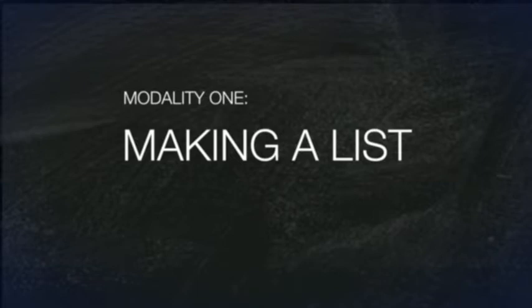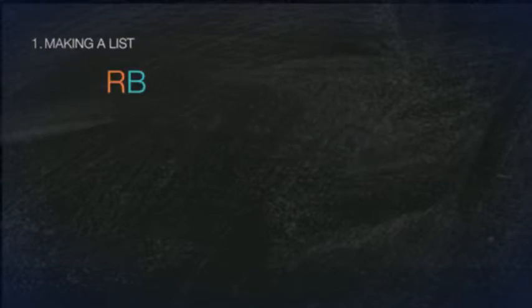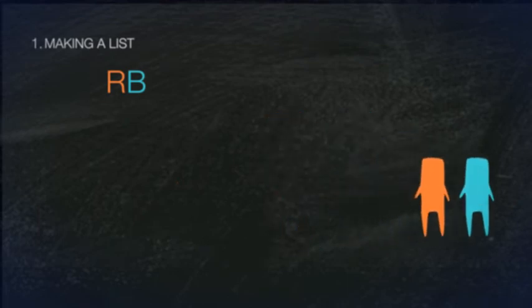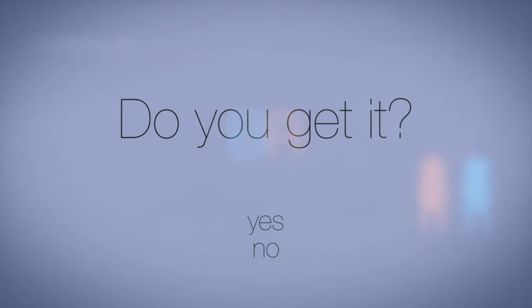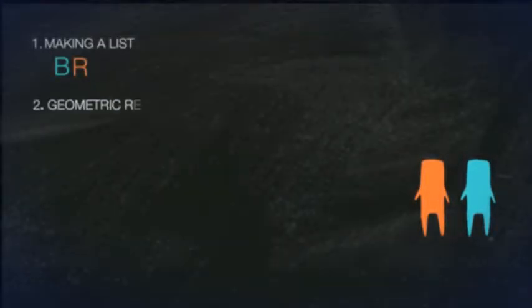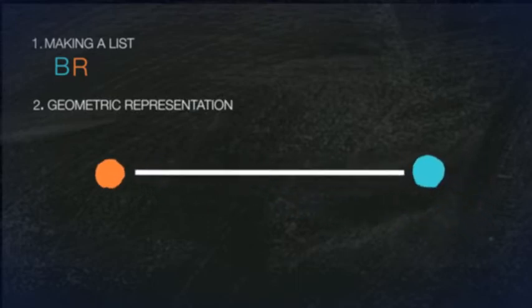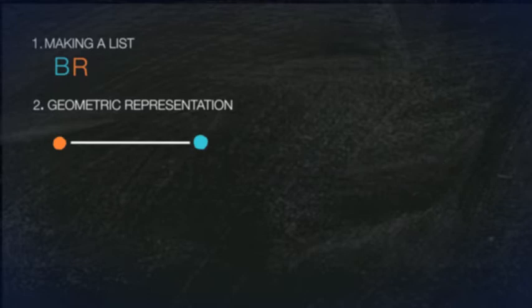Modality 1. Making a list. Let RB mean that Rob and Bob shake hands. Notice that RB is the same thing as BR. Do you get it? Modality 2. Geometric representation. Let the line segment connecting R and B represent the handshake between Rob and Bob.